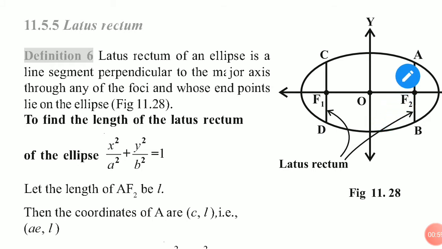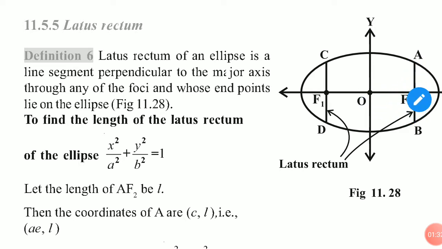It is perpendicular to the major axis. So this is the major axis, and this line segment passes through any one of the foci. Either it will pass through F2 or it will pass through F1. These distances are always the same, CD equal to AB, and it is perpendicular to the major axis.